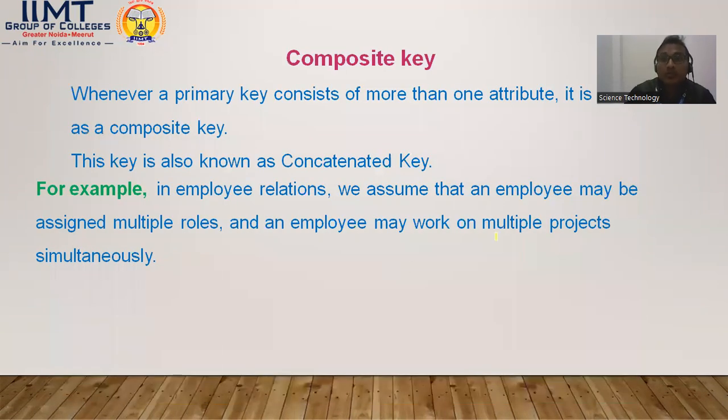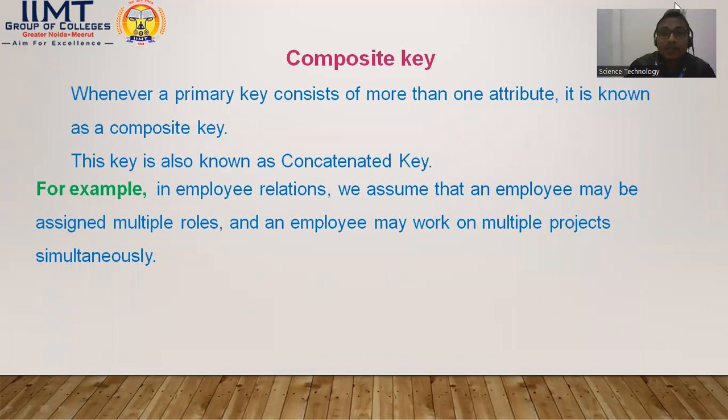कंपोजिट की. What is the composite key? Whenever a primary key consists of more than one attribute, it is also known as a composite key. यानी primary key अपने साथ में किसी एक और attribute, किसी एक और column को लेके चल रहा है, तो वो क्या बन जाएगा? Composite key. This key is also known as a concatenated key.